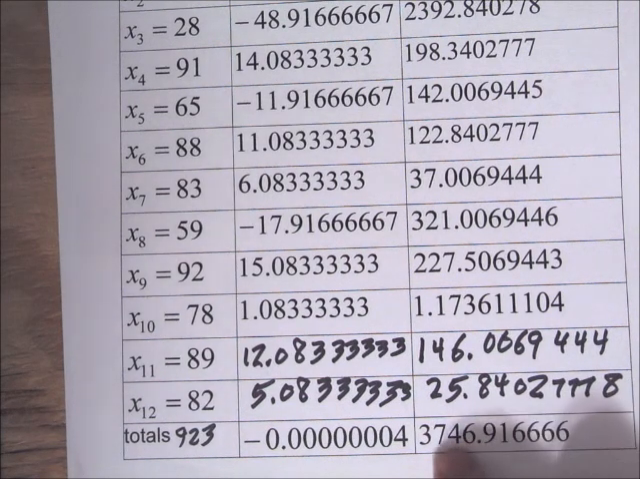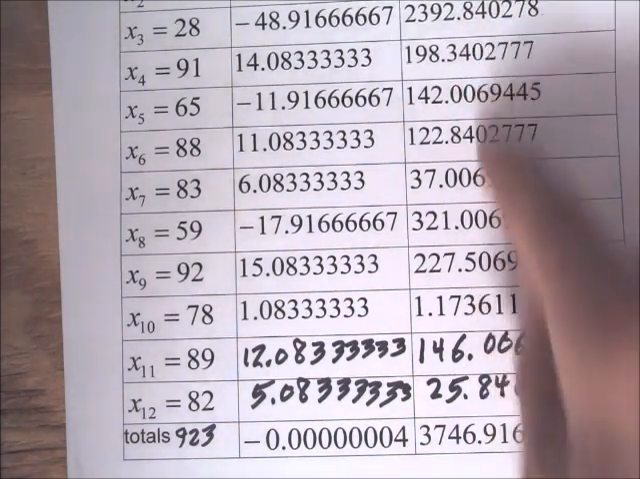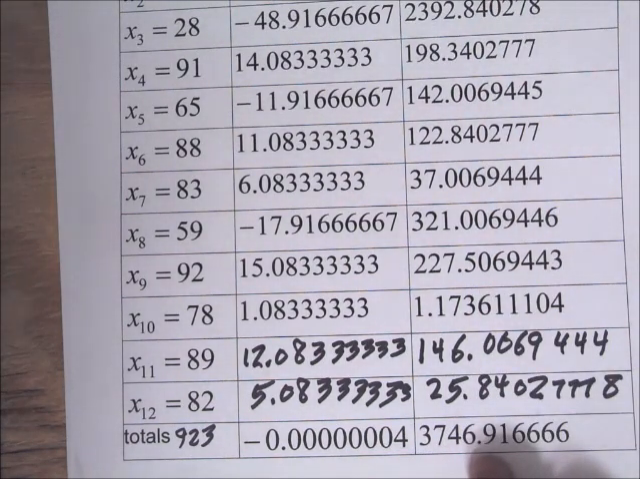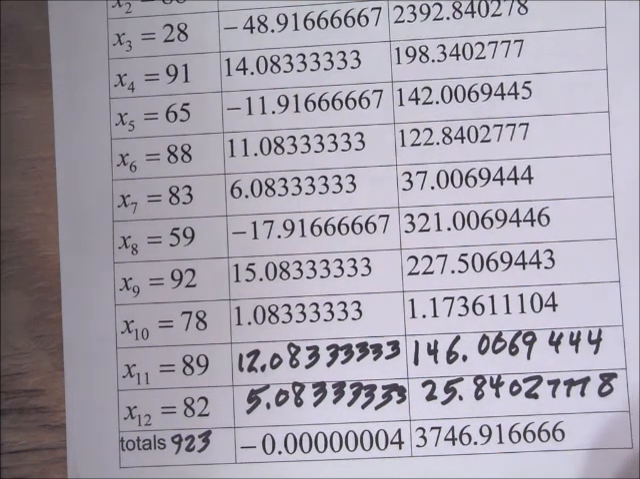This last column is what we're going to use. This last column total is what we're going to use to compute the variance. So it's the total of all the numbers in this column, 3,746.91 and 6666 and repeating sixes. So that's the number we're going to use on the next step.